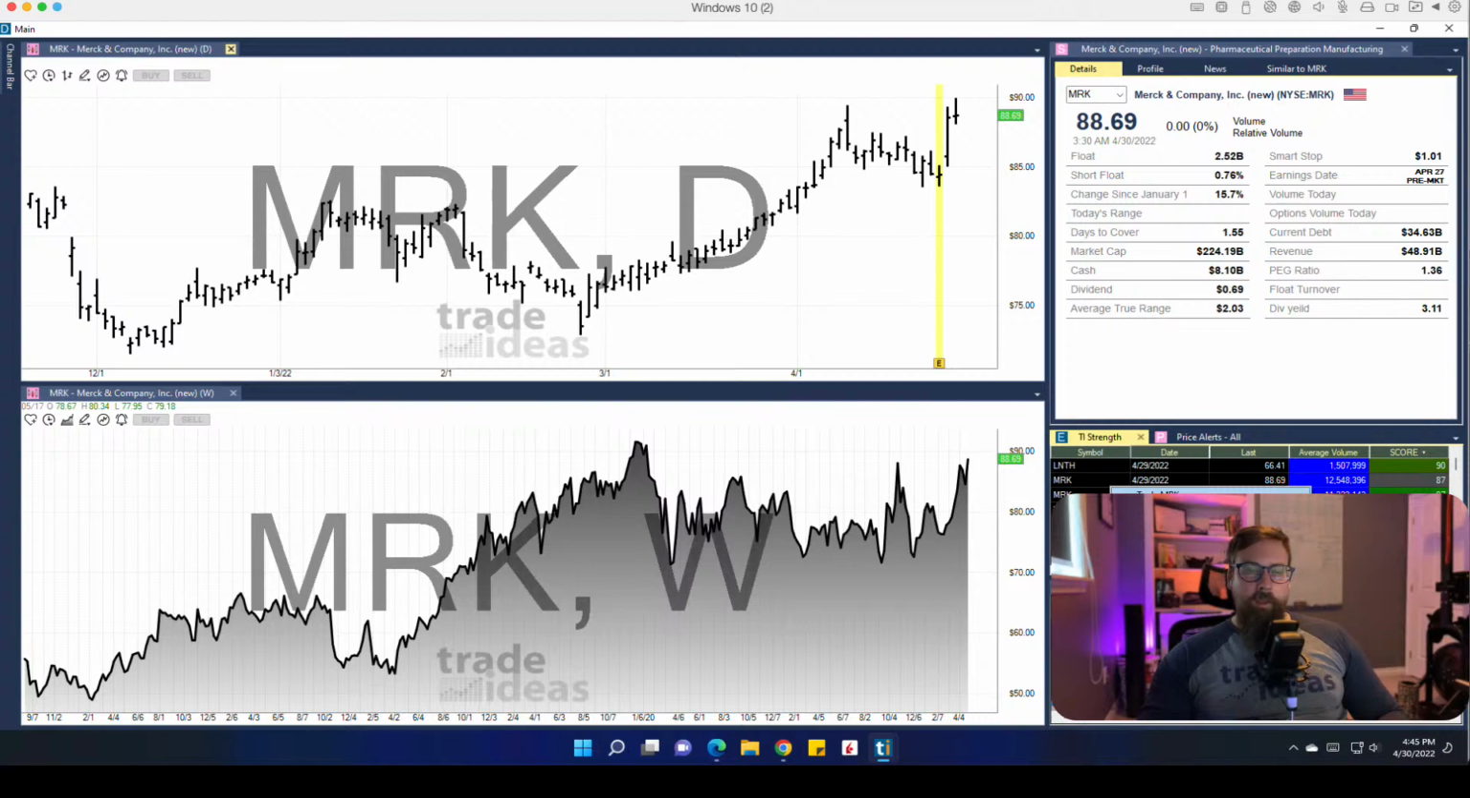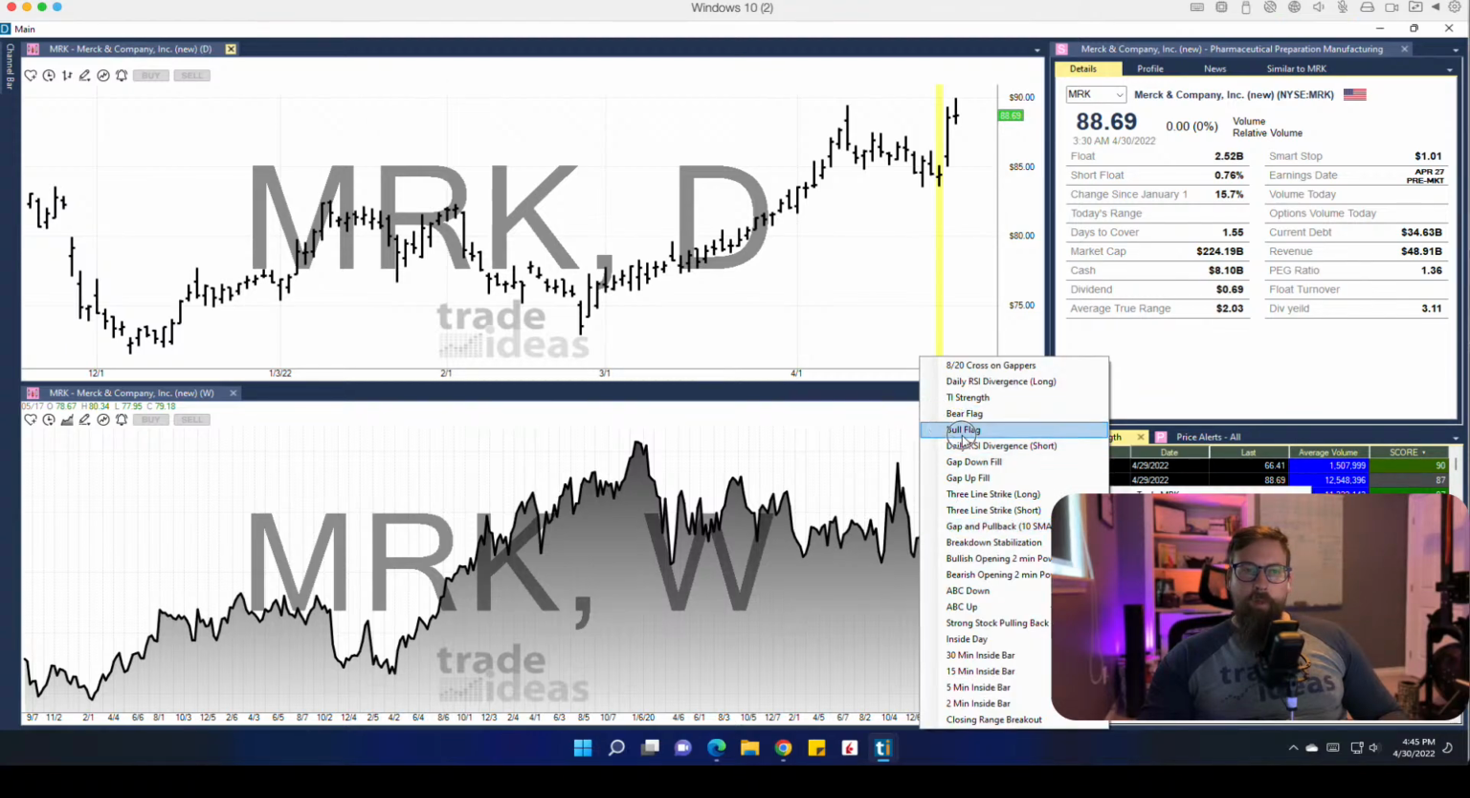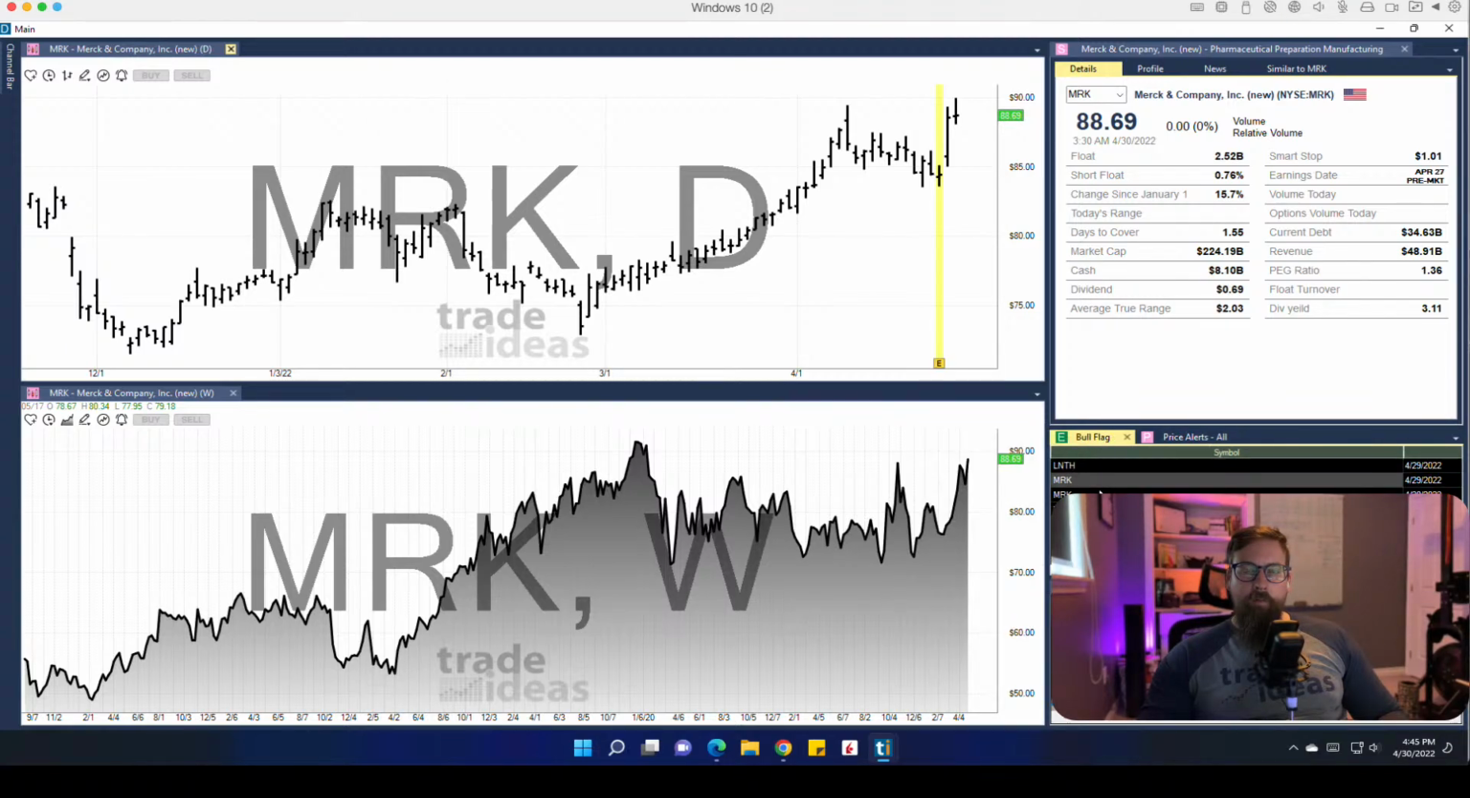Another scan that I like is the bull flag scanner from TI right here. I don't know if there'll be anything really on that.